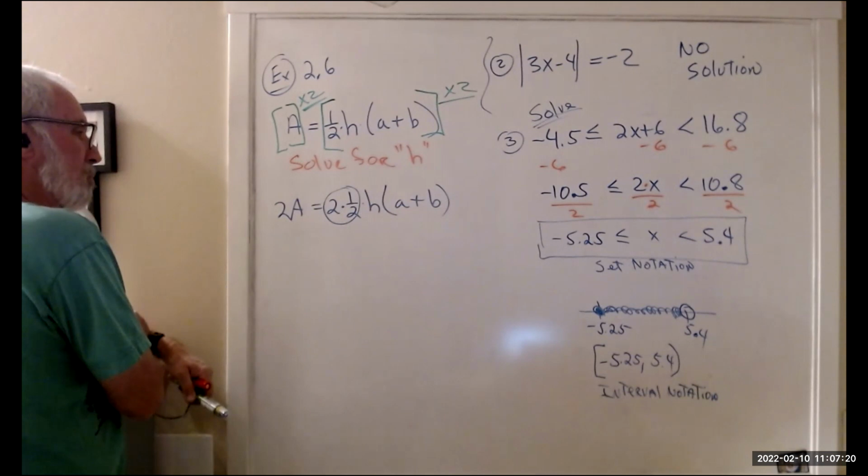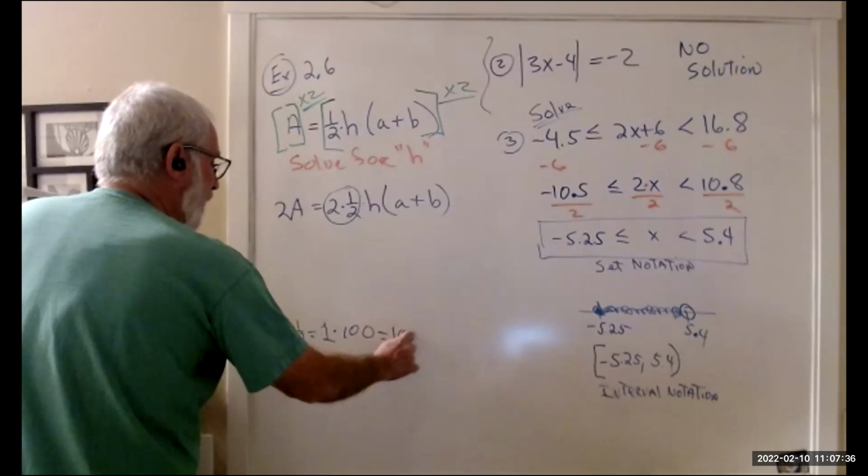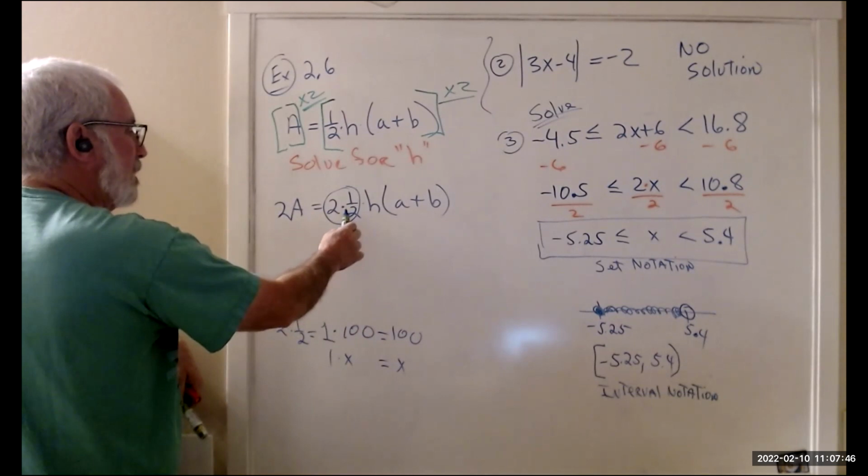What is 2 times a half? A whole one. And what happens when you take any number times 1? What if you did 1 times 100? 100. So multiplying it by 1, what if you did 1 times x? What do you get? X. Okay. So the idea here, this becomes 1, and it becomes unimportant in this problem.